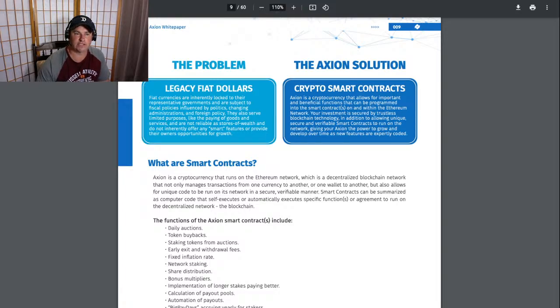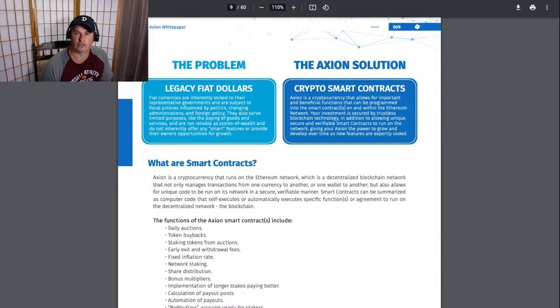So fiat currencies are inherently locked to their representative governments and are subject to fiscal policies influenced by politics, changing administrations, and foreign policy. They also serve limited purposes like the paying of goods and services and are not reliable as stores of wealth and do not inherently offer any smart features to provide their owners opportunities for growth.